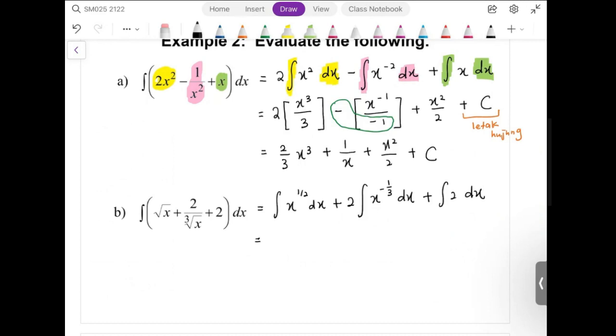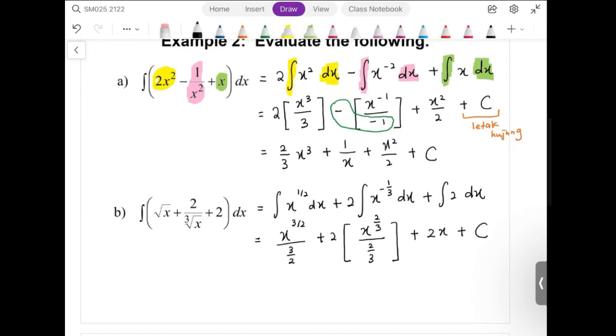So first one, half plus 1, we will get x to the power of 3 over 2. Denominator part has the same constant. Okay, moving on to the second term. 2 lies outside of the integral. So x to the power of negative 1 over 3 plus 1, we will get x to the power of 2 over 3 divided by the same constant. And then last one, we want to integrate 2. So we get 2x plus c.